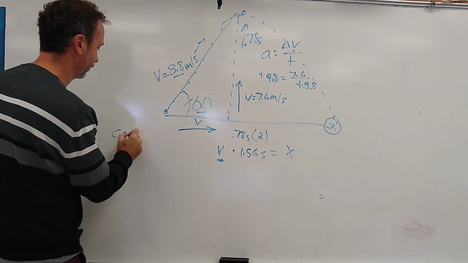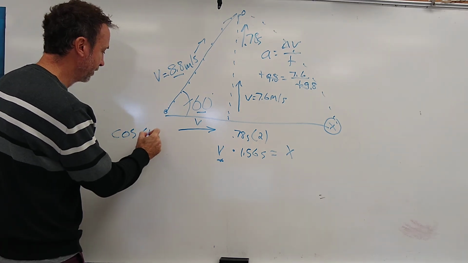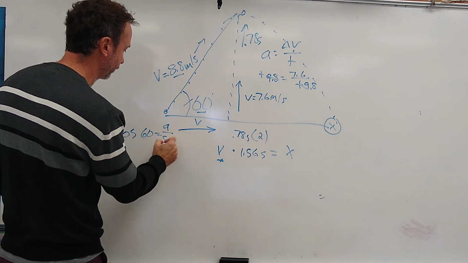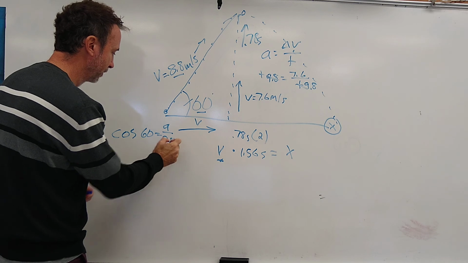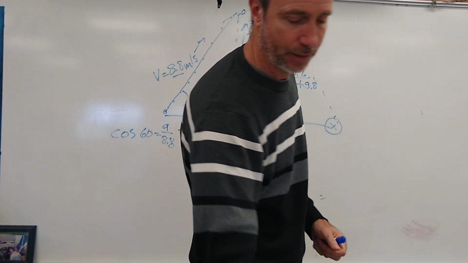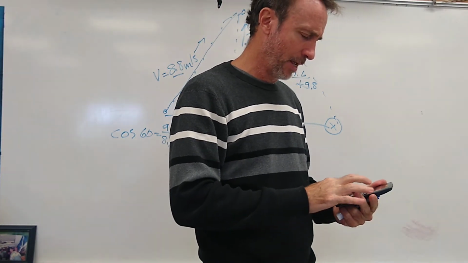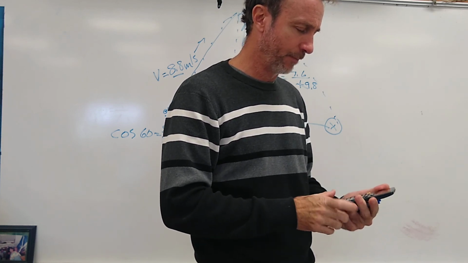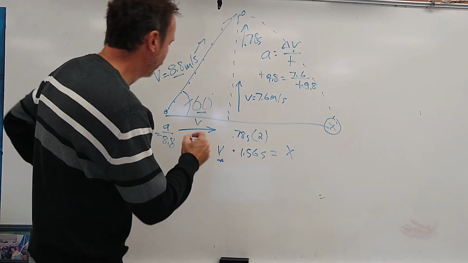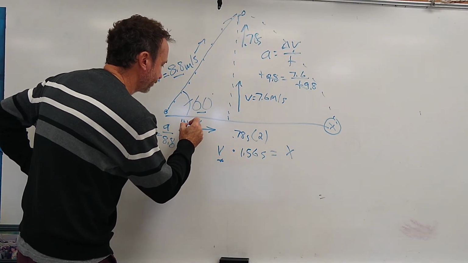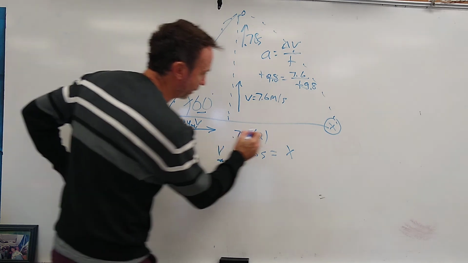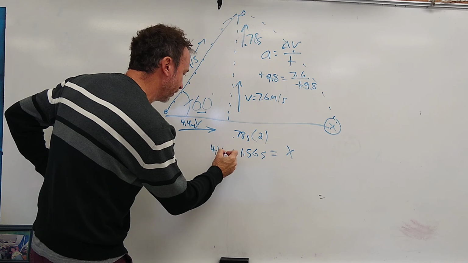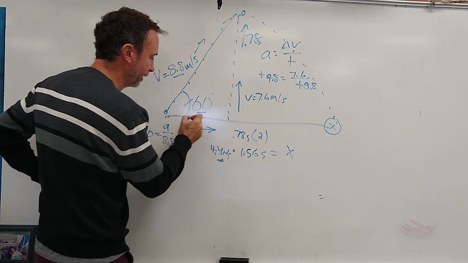All right? Cosine 60 equals the adjacent side over the hypotenuse, which is 8.8. So I'm going to say 60 cos times 8.8. 60 cosine times 8.8 equals 4.4 meters per second. That is the horizontal velocity.